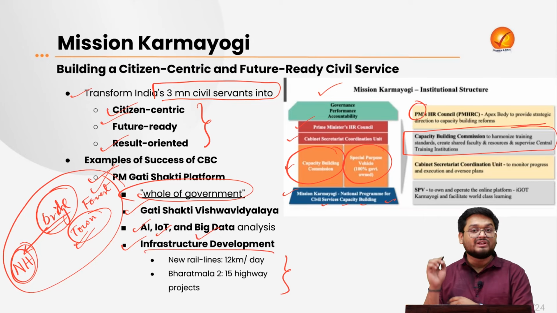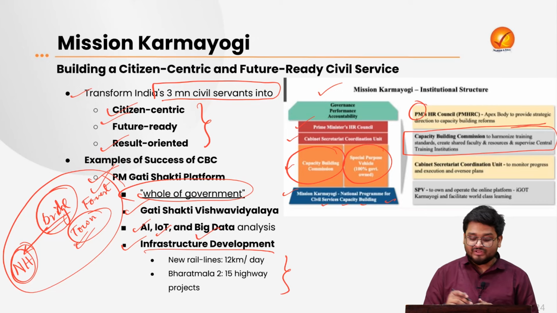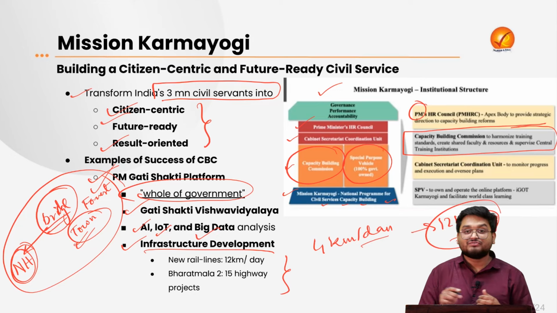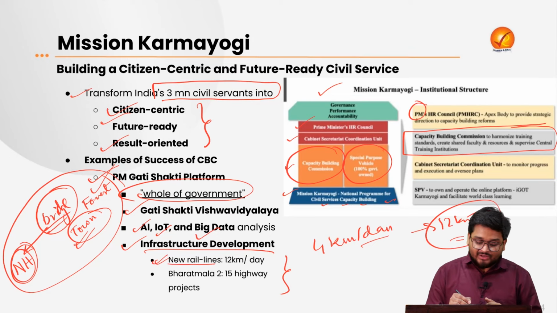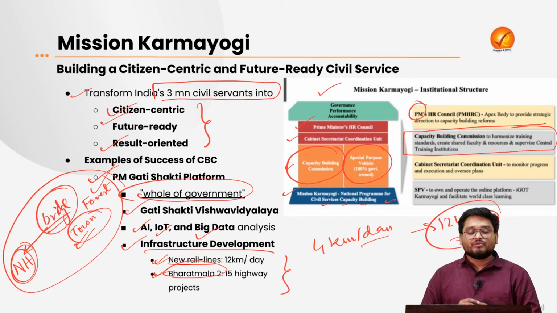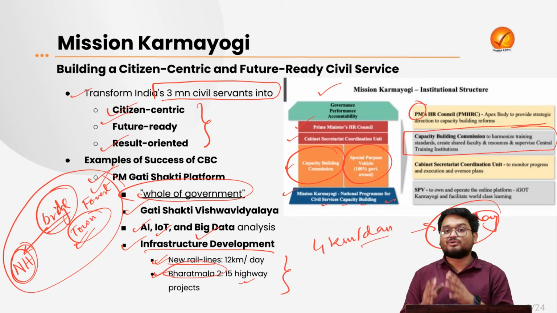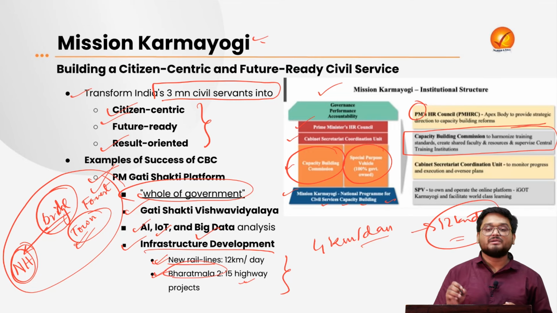And when we talk about real-time success data with reference to infrastructural development, we find that the construction of new railroads grew from 4 kilometers per day to 12 kilometers per day as of 2024. That means more and more new rail lines are being constructed. And Bharatmala 2 is also seen as a success, where 15 national highway projects have recently been signed, and mainly this is being attributed to this Mission Karmayogi.